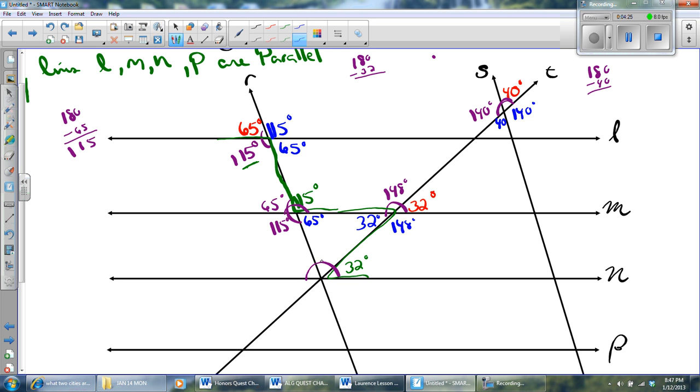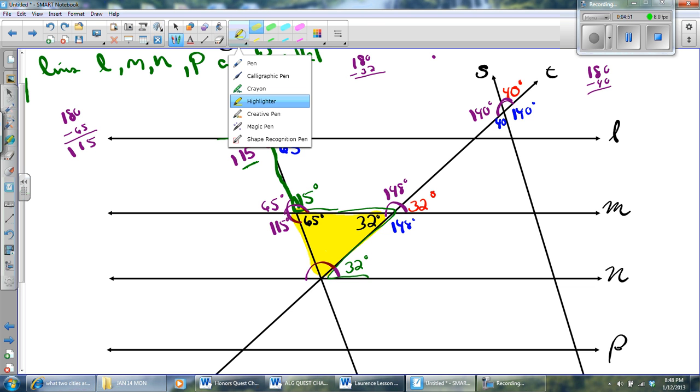Now, if I could figure out this angle right here, I would be able to figure out this angle because I know all three together have to make 180 degrees. Well, let me check something out here. Get a little highlighter going. What do I have right here? If you're thinking I have a triangle, you are correct. And I know that in a triangle there's 180 degrees.